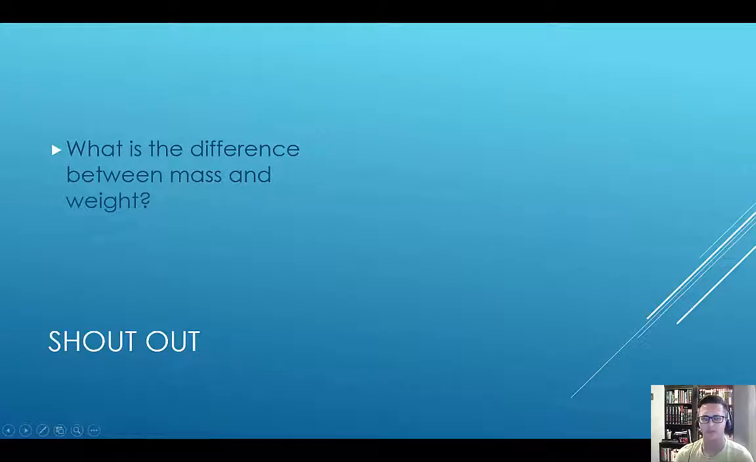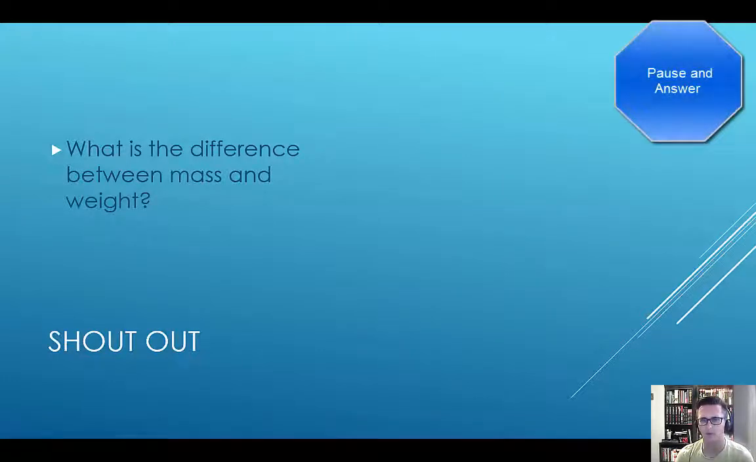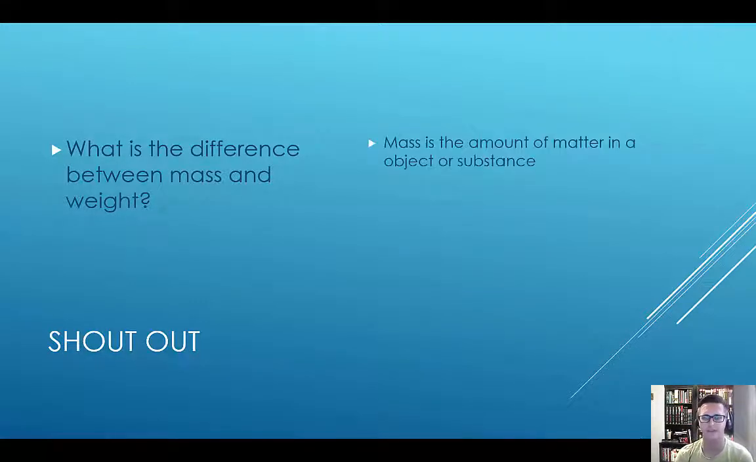And this leads us to our first shout out. What is the difference between mass and weight? You might have to pause the video or rewind, but write this question down first. And if you said mass is the amount of matter in an object or substance, or in simple terms, how much stuff makes up an object, and if you said weight is the amount of force that the earth pulls on an object, you'd be correct.